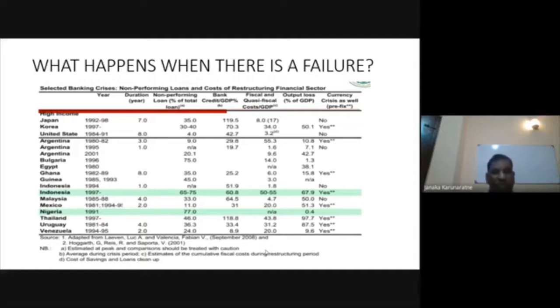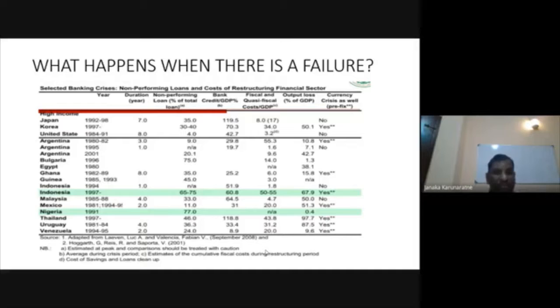Now, this slide is about selected banking crises around the world from the 80s up to the early 2000s. So take an example, even high-income countries like Japan.